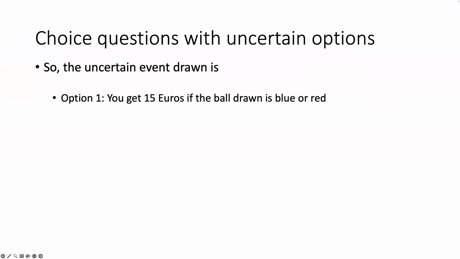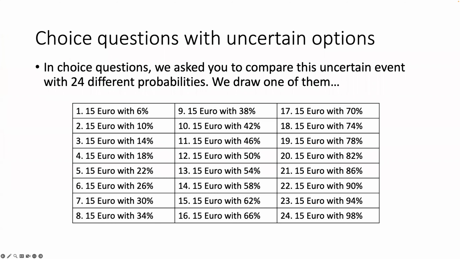Recall also that for these kinds of choices, you had an option 2, which promised to pay you 15 euros with a certain exact percentage chance. In total, during the study, you encountered 24 different kinds of percentages. And now we're going to decide which of these 24 is relevant, option 2. To do that, we're going to generate now a random number between 1 and 24. And this number will decide which chance is relevant.